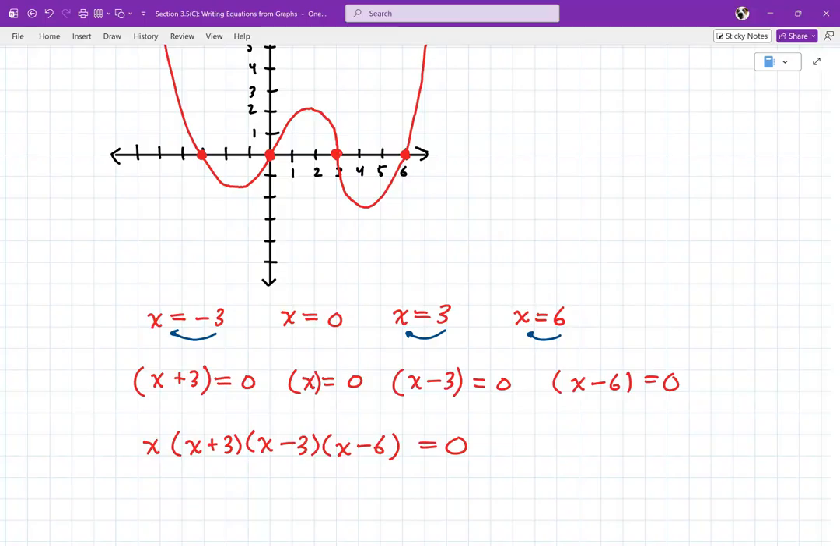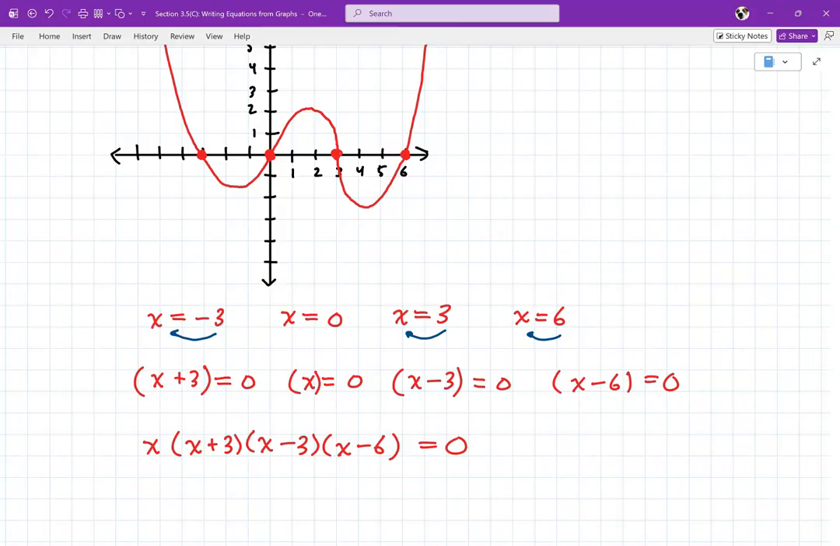So now that I've done that, the last thing I have to do is multiply that out and I'm done. I don't have to solve for anything. We already know the answers are negative 3, 0, 3, and 6. We already know those solutions, but they're trying to figure out where those answers come from. In other words, give me the equation where they came from. So what I'm going to do is multiply everything out.